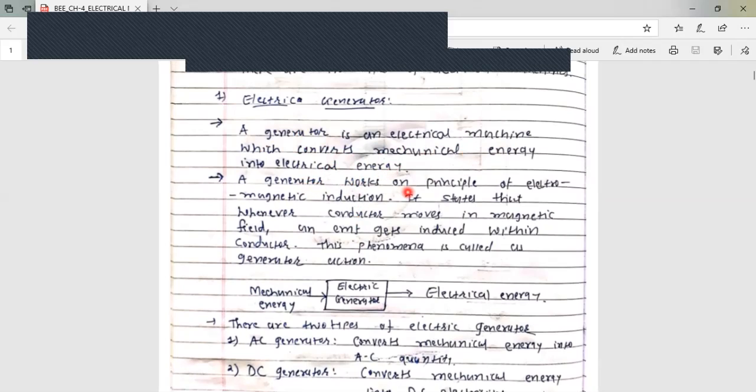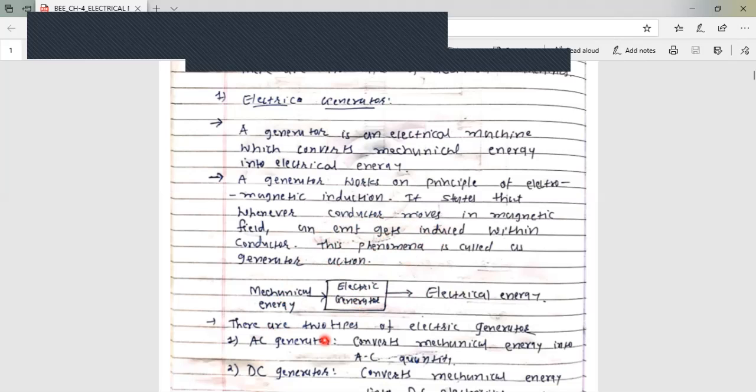The generator works on the principle of electromagnetic induction. It states that whenever a conductor moves in a magnetic field, an EMF gets induced within the conductor, and this phenomenon is called generator action. So electromagnetic induction is the principle used in a generator. The device that converts mechanical energy into electrical energy is known as an electric generator.